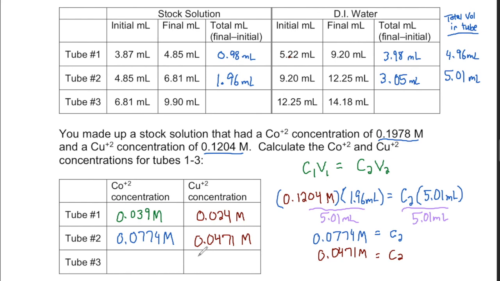And so then you do a similar thing for tube 3 and a similar thing for tube 4. For tube 5, you did not dilute it at all, so you can keep the stock solution concentrations with the 4 significant digits. So you don't have to go down to 3 significant digits for that concentration.